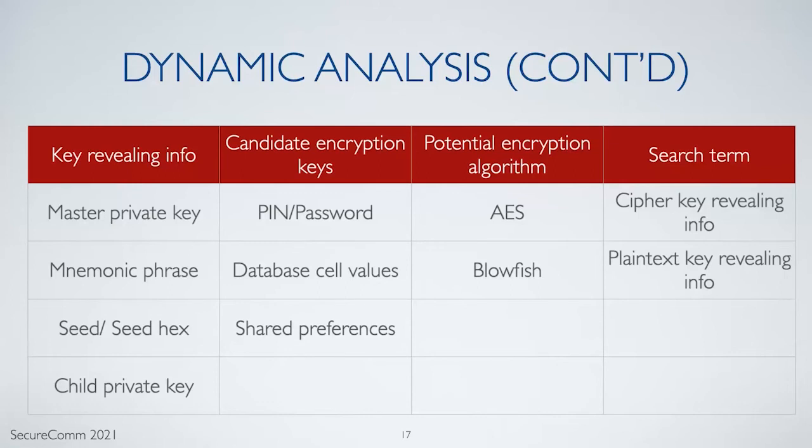In addition to the mnemonic phrase, we are also encrypting the master private key, seed hex value, child private key, etc. And as potential encryption keys, we are exhaustively using all values found in the apps' databases and shared preferences files. We are using AES and the second most popular, Blowfish algorithm, in the Android ecosystem and generating the search term list.